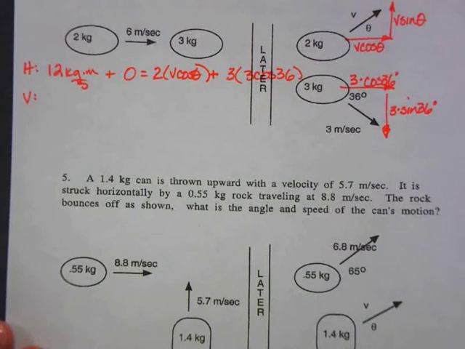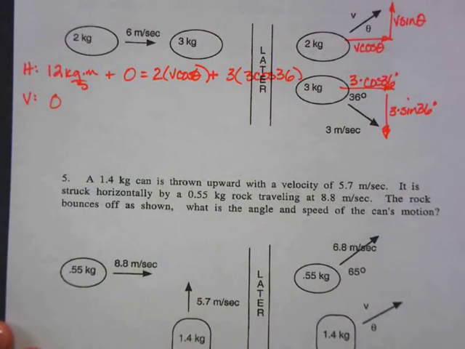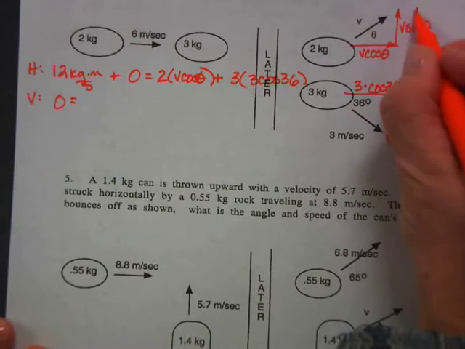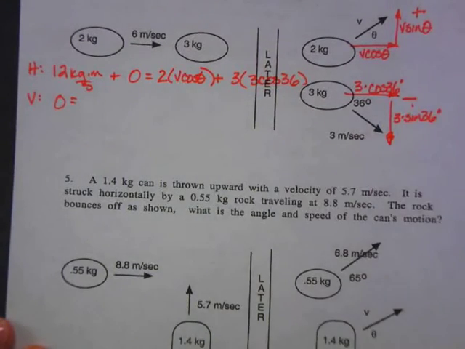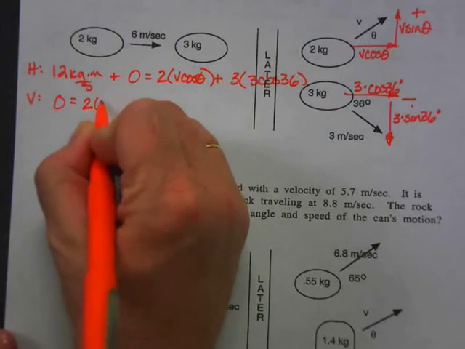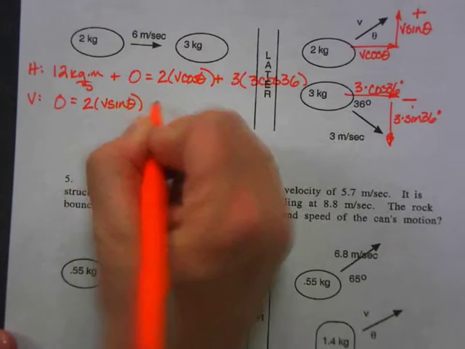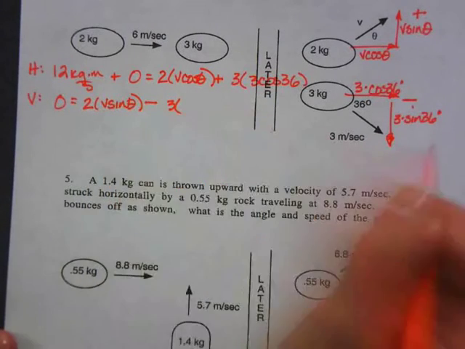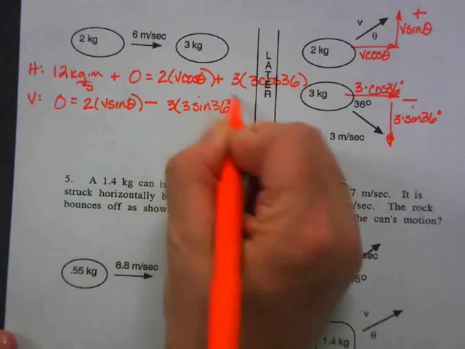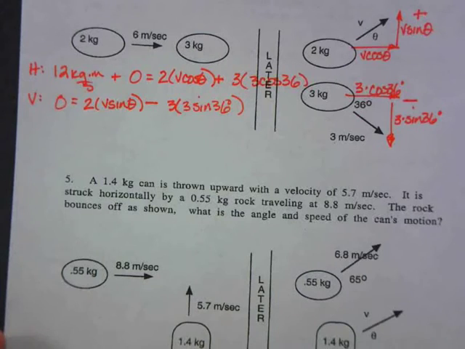Vertically, how much momentum before the collision? 0, right. No vertical momentum before collision. After collision, you have up and down. So you pick which one do you want to be positive. Sure. This one's positive, this one's negative. Okay? So the momentum is 2 times v sine theta minus 3 times 3 sine 36.